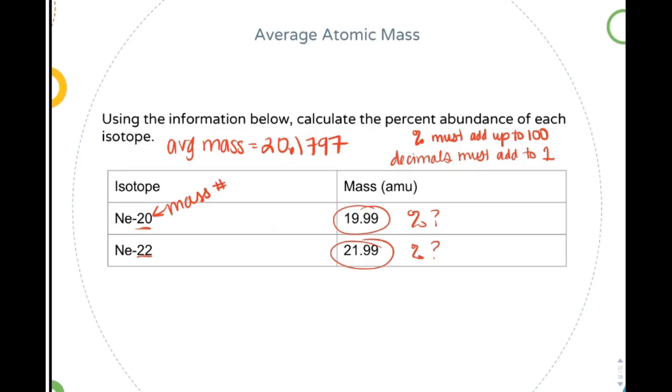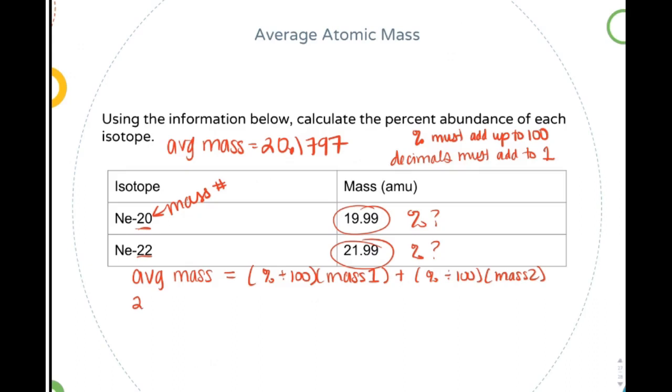So let's set up our equation. So we have average mass is equal to your percent divided by 100 times your first mass, let's just say mass 1, plus your percent divided by 100 times your mass 2, and we only have 2 of them, so that's what it's going to be. So now let's plug in some things.